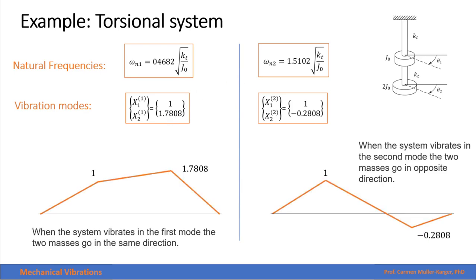These modes look like this graphically. It means that if disk 1 moves 1 unit, then disk 2 will move 1.7808 units in the same direction. It means it will rotate in the same direction. And in the second mode, if disk 1 rotates 1 unit, disk 2 will rotate in the opposite direction, 0.2808.